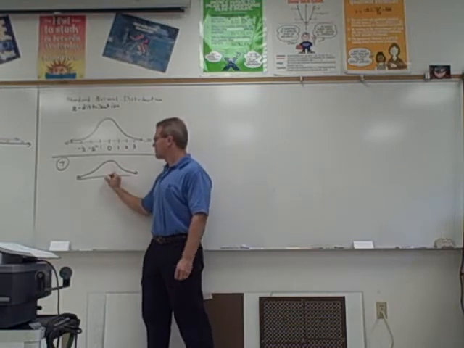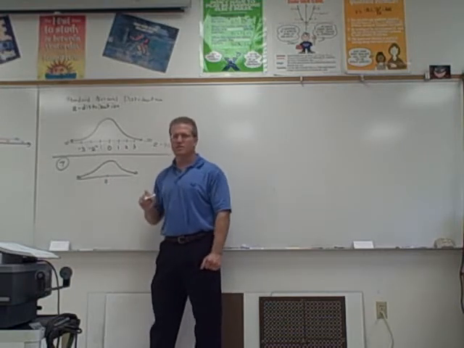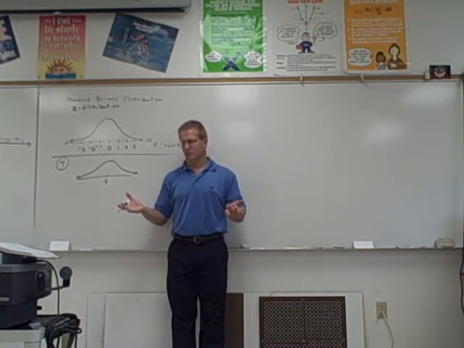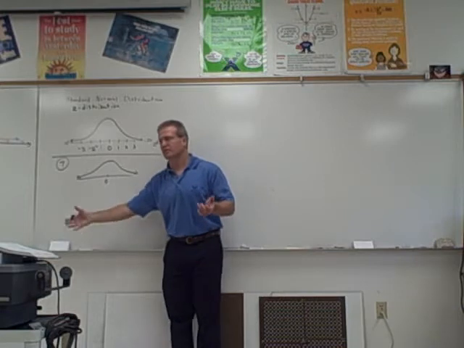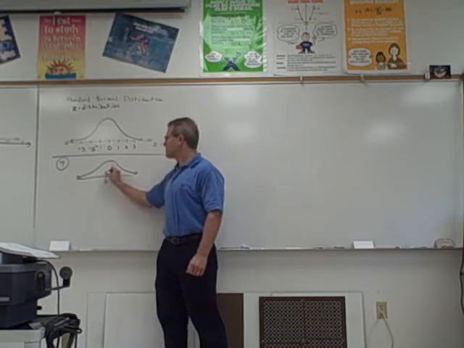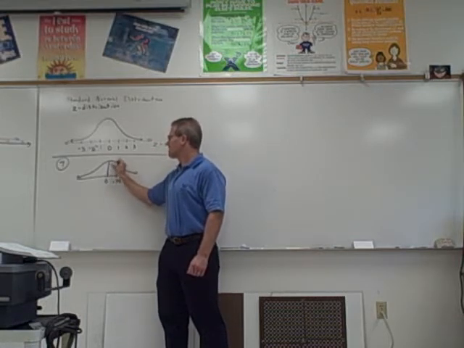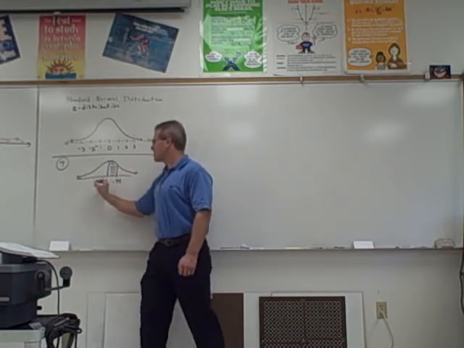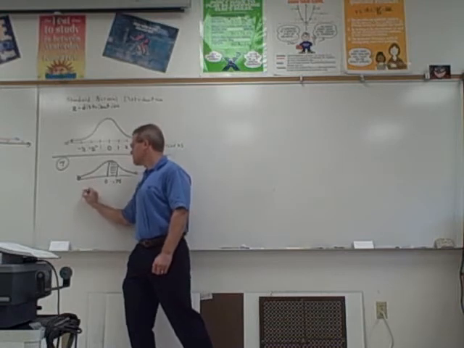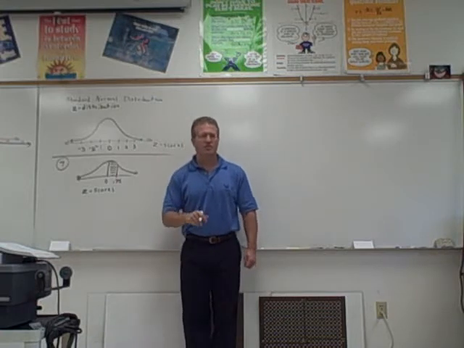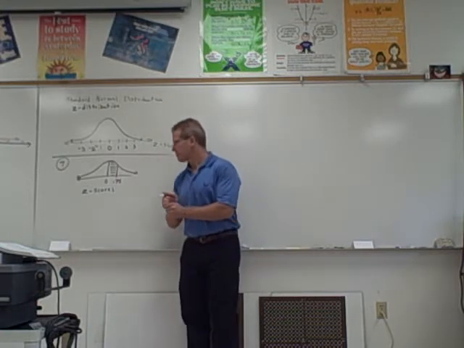Z equals 0 is going to be in the middle. Z equals 0.75, would that be to the right of 0 or left? To the right. Positive numbers go to the right, negative to the left, just a normal number line. So 0.75 would be about right there. We're trying to find this area between 0 and 0.75. So to do that, you just look it up on your chart. And remember, these numbers down here represent z-scores. Z-scores tell us how many standard deviations something is from the mean.